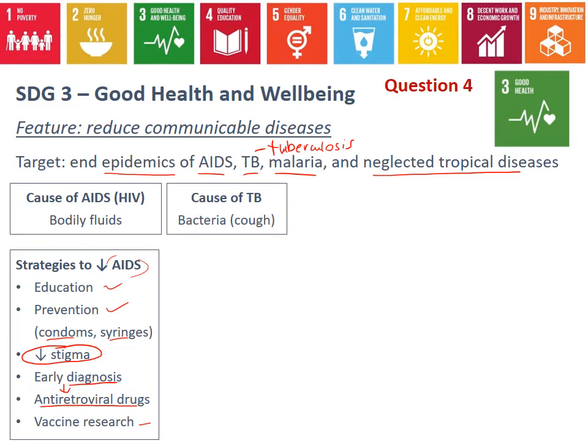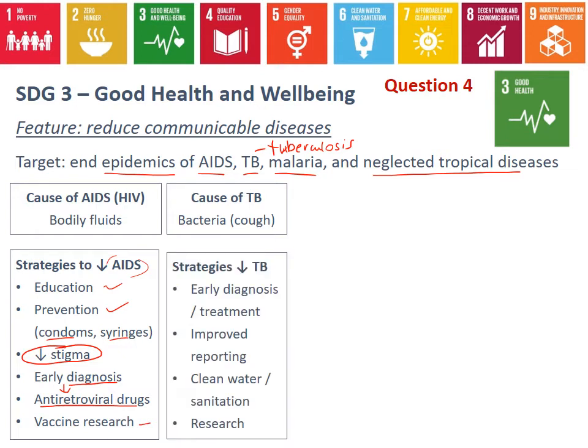Causes of tuberculosis, it's a bacterial infection that is spread through coughing and sneezing. The strategies to decrease the spread of tuberculosis, again, that really early diagnosis and treatment, so people aren't passing it around. Improved reporting, so knowing where the cases are. Again, COVID's a really good example of what that looks like, tracing people that have it, contacting people they might have come into contact with so they can get tested and treated. Having clean water and sanitation, so the bacteria can't spread through that. And again, research into drugs and vaccines.